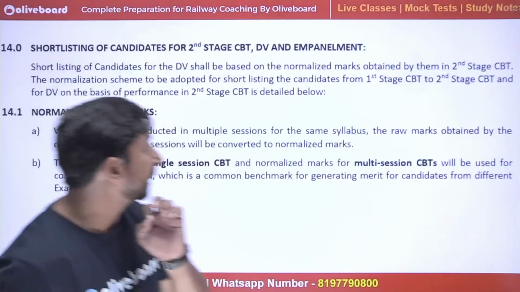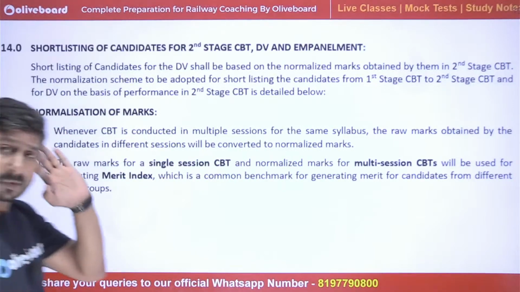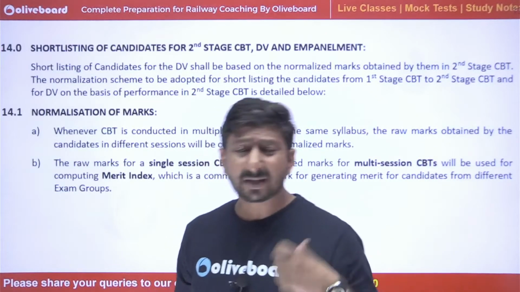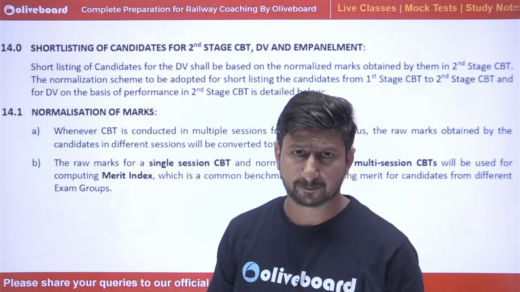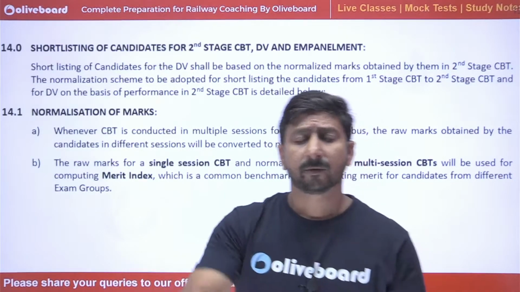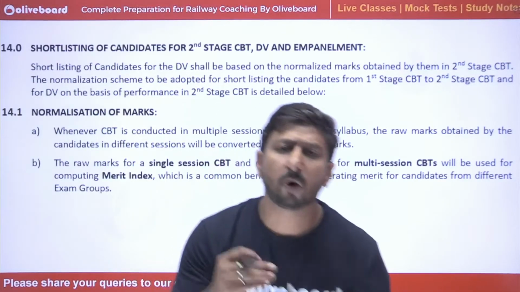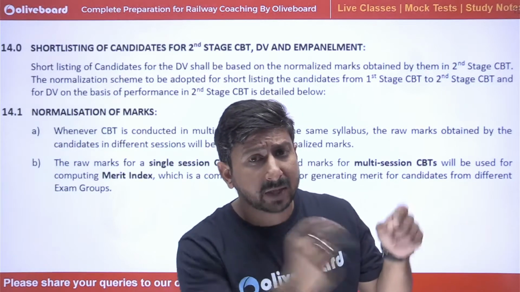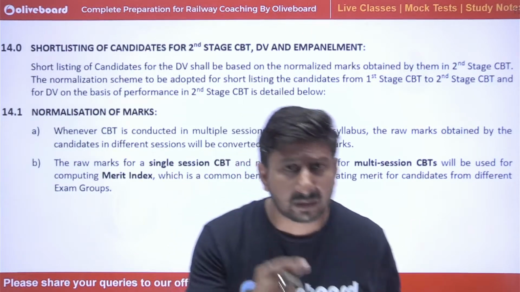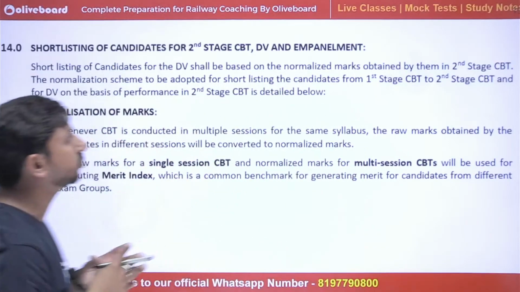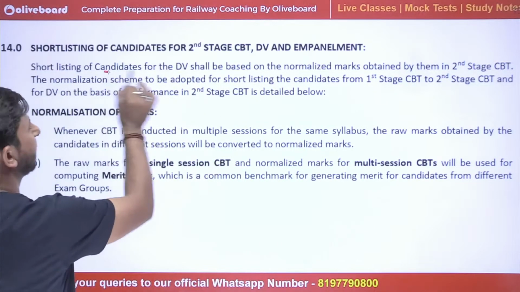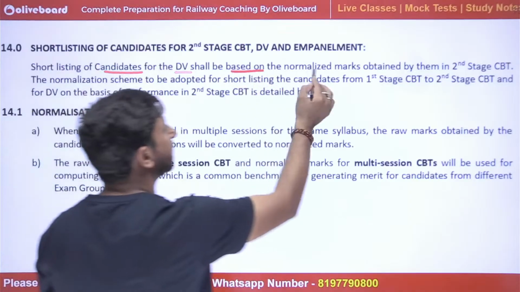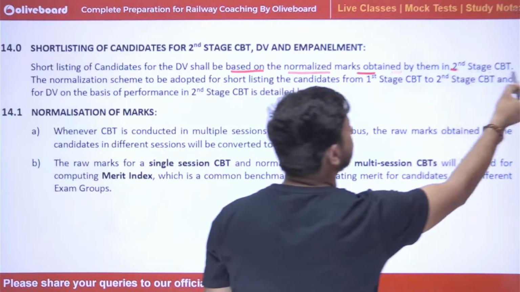There is a formula clearly mentioned in the notification. But when is this merit index actually applied, when the final cutoff marks are calculated on its basis? There are some conditions. It is very clear that the shortlisting of candidates for document verification after the second stage shall be based on the normalized marks obtained by them in the second stage CBT.